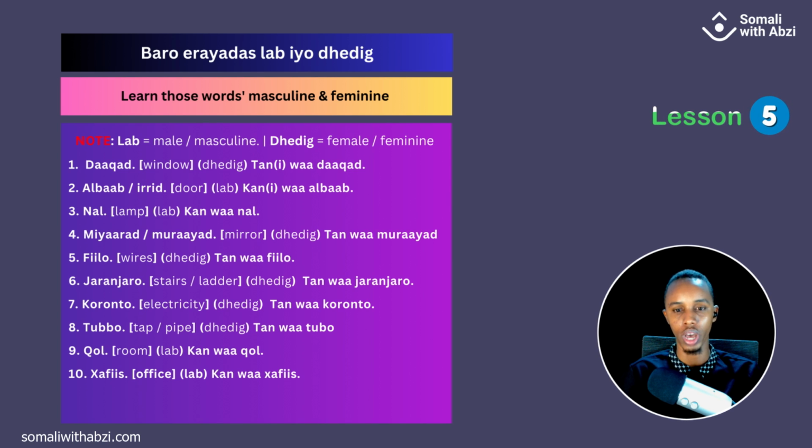Alright, that was how we can know whether the word is lab or dhadig, masculine or feminine. So if you checked the Somali language course lesson 2 or 3, I'm not sure about that, we learned vocabulary about things in the house, part 1. Most of those vocabularies were lab or masculine. Now in this lesson, most of them are feminine. We just have 2 masculine nouns, qol and hafiz. The rest of it are feminine or dhadig.